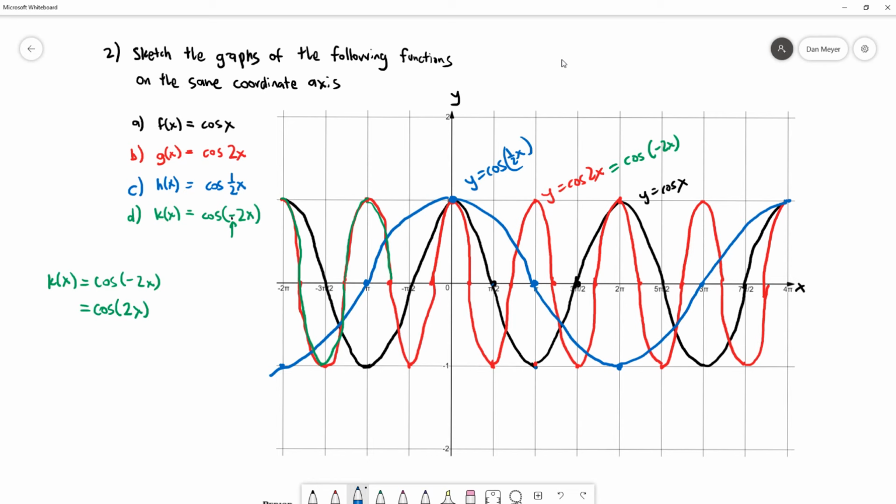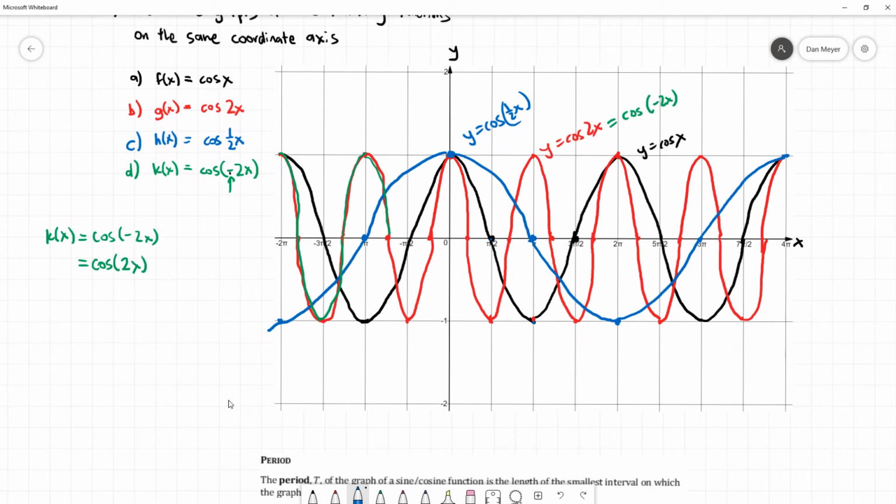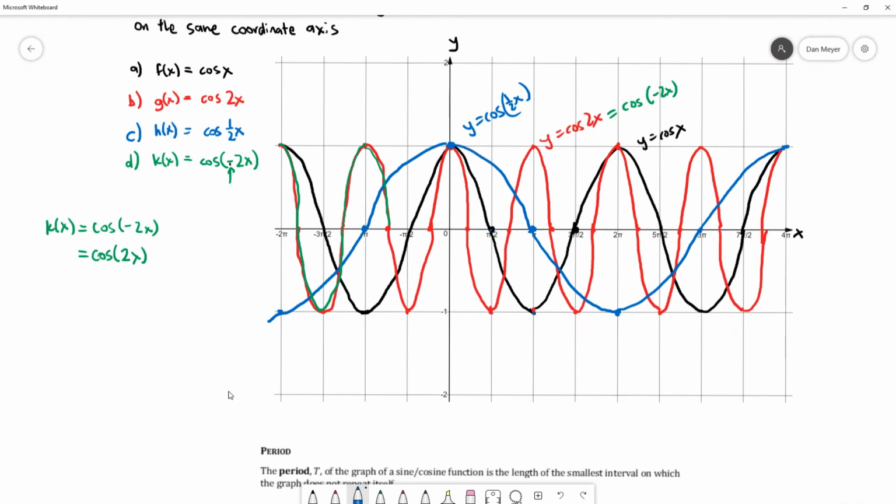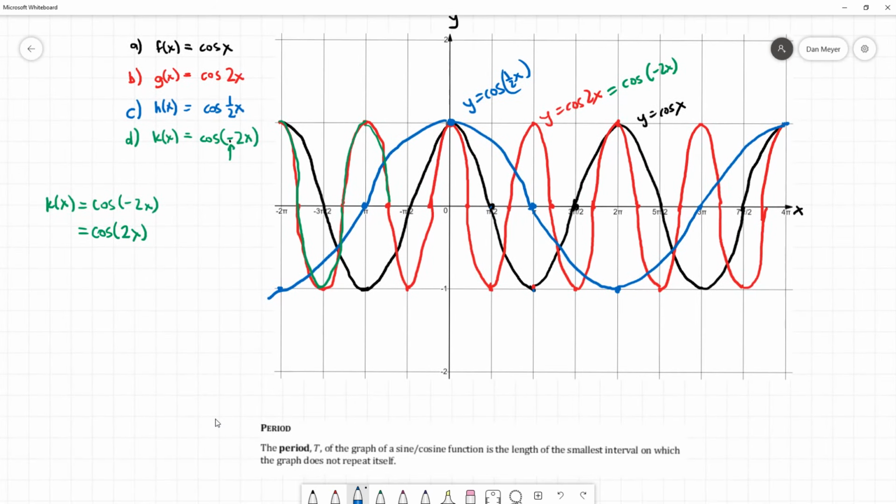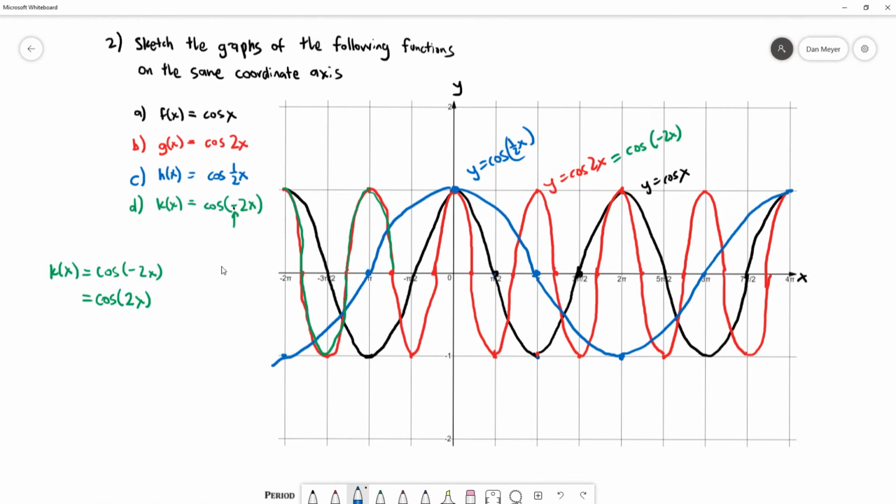Now these horizontal stretches correspond to an idea with the trig functions related to the period. We talked about periodicity. That's the repeated values. The period of the graph of a sine or cosine function is the length of the smallest interval on which the graph does not repeat itself. So for the cosine function, when we draw that first cycle, it starts at 1, and we don't get back to 1 until it hits 2 pi. And so that's when we start repeating ourselves.